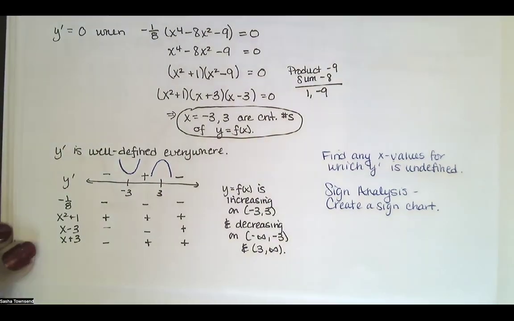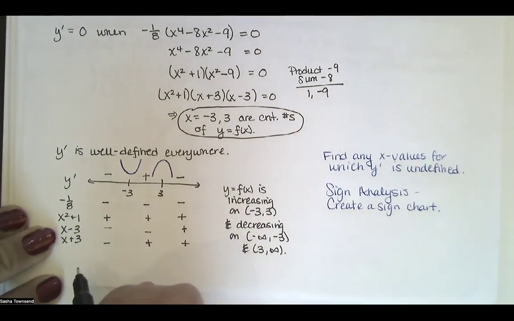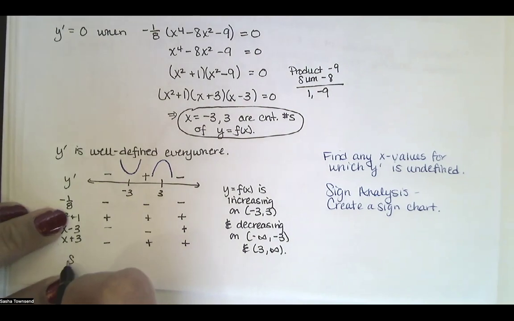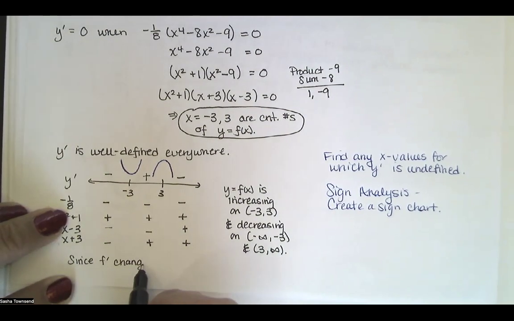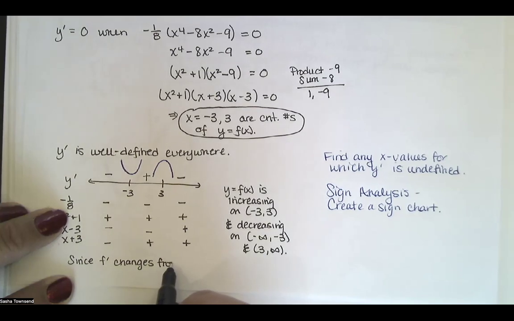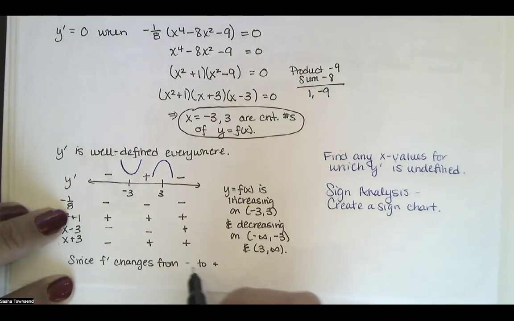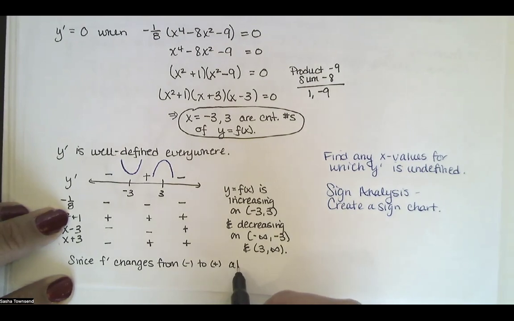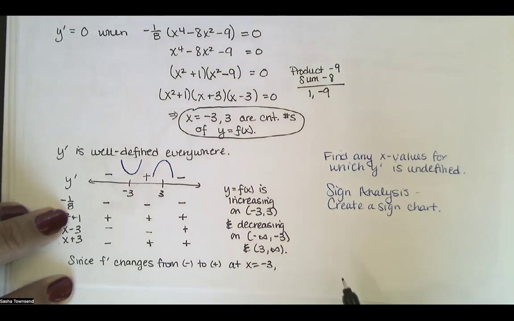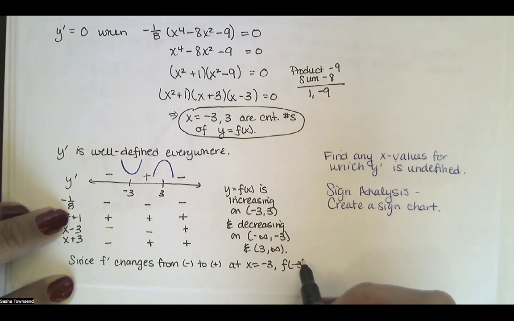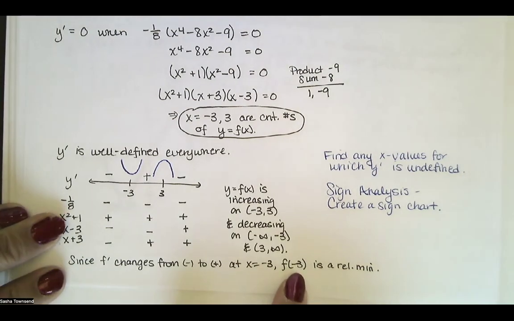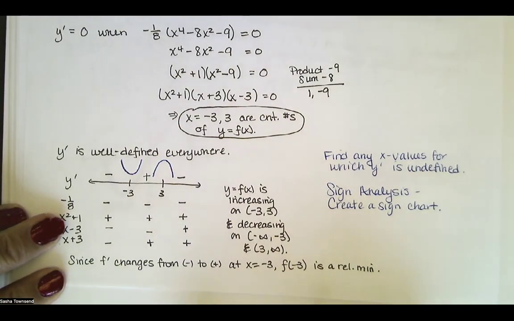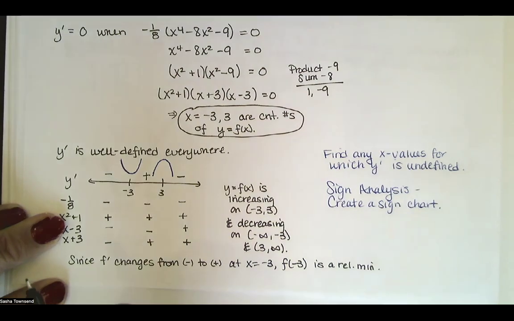So using the first derivative test, we can say that since f prime changes from negative to positive at x equals negative 3, f of negative 3 is a relative min. And I don't know what that value is, but I can just plug in x equals negative 3 to the original function and evaluate it to find the y value.